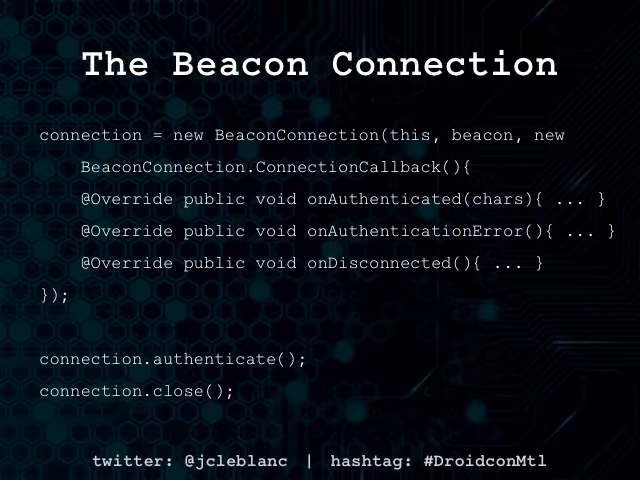A callback is going to provide a couple of functions for you to actually manipulate, and that is the onAuthenticated. So whenever the beacon itself is authenticated, when you actually log into a beacon, you can run something there. Then onAuthenticationError, if something errors out, and then your onDisconnected when you disconnect from the beacon. Then you can just say connection.authenticate, and that will authenticate you against the beacon, and you can start manipulating it. You can disconnect at the end or close at the end to finish up that process.